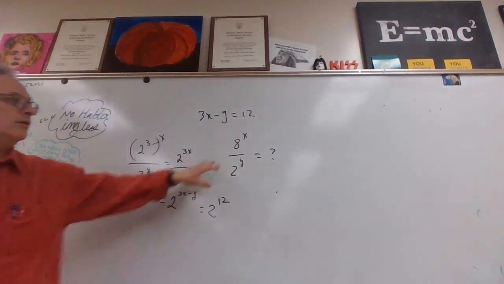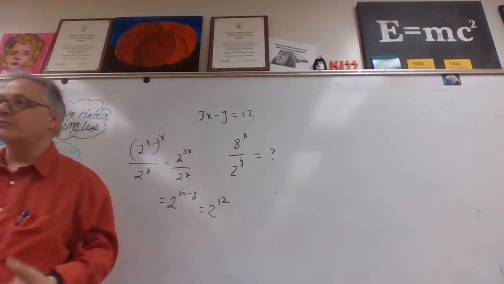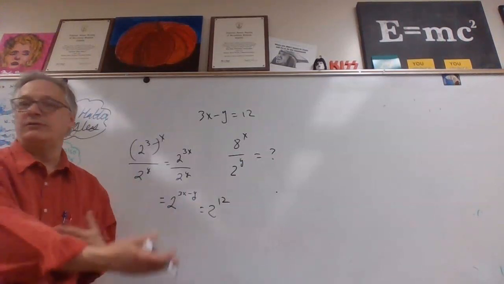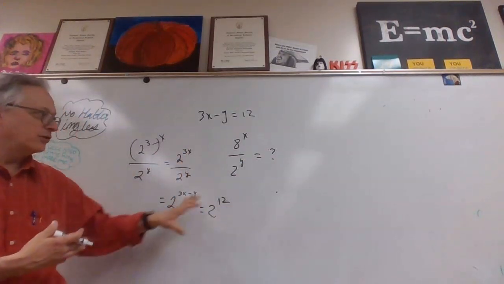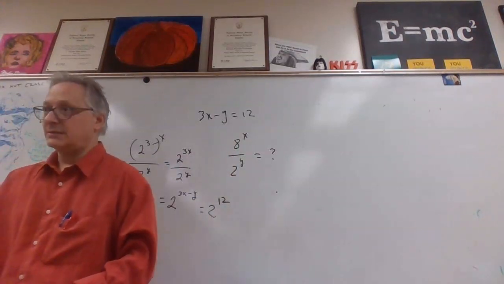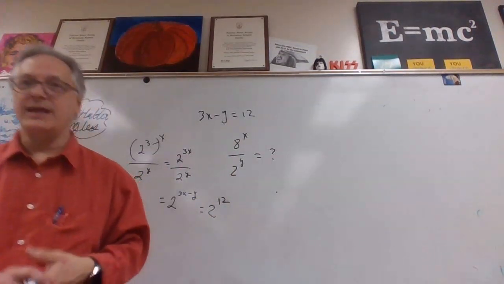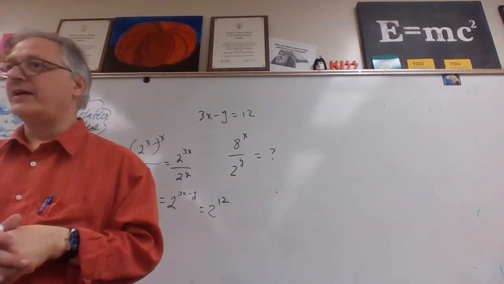And that could be anything. You know, maybe there was a 16 up there for some reason, and they gave you different things. You basically want to get it in terms of a common base. And once you do that, you take advantage of all your properties of exponents.